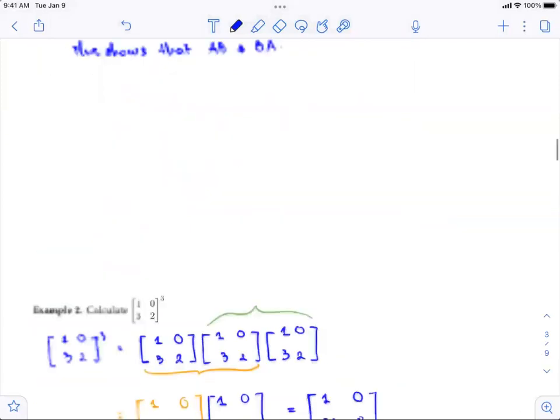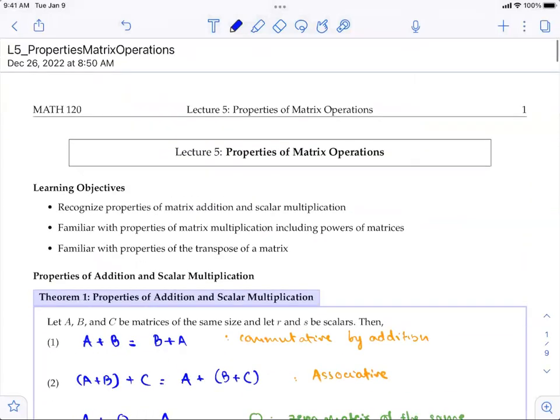Okay, so basically that's it for me for this lecture. In this lecture, we looked at different properties of matrix additions and scalar multiplications, as well as the properties of matrix multiplications. And toward the end of the lecture, we looked at the properties of the transpose of the matrix. So that's it for me.